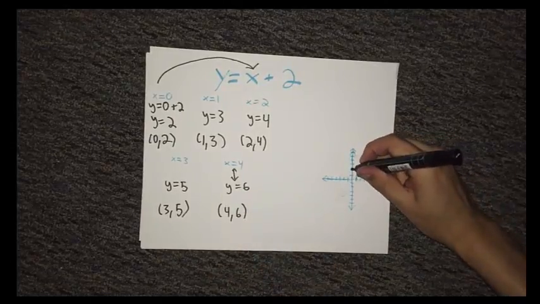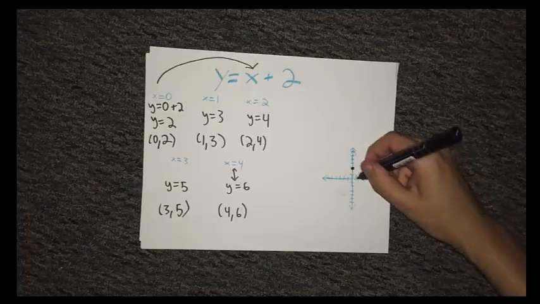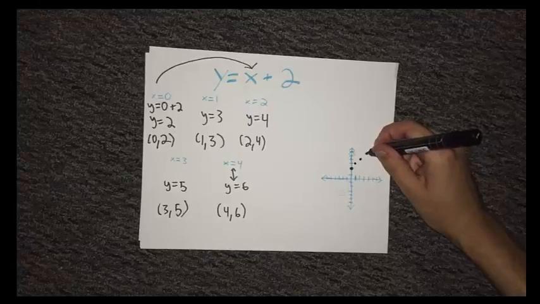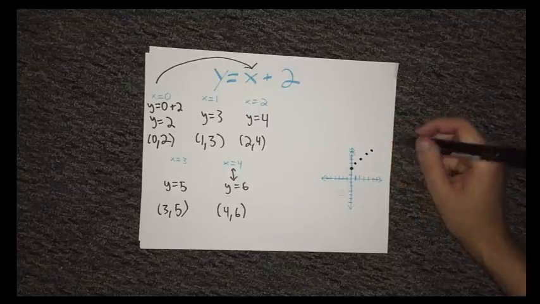Now that we've collected all these points, we just need to place them all on the graph and connect them with a straightish line. Doing so will give us the graph of the original equation.